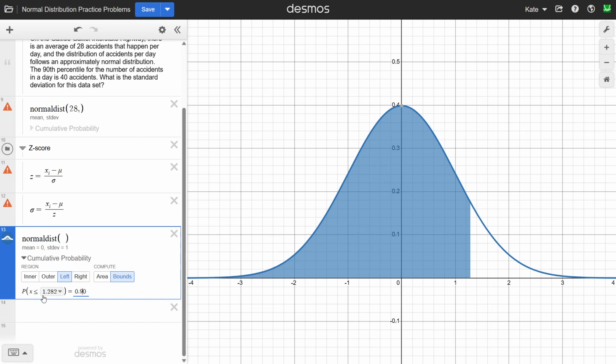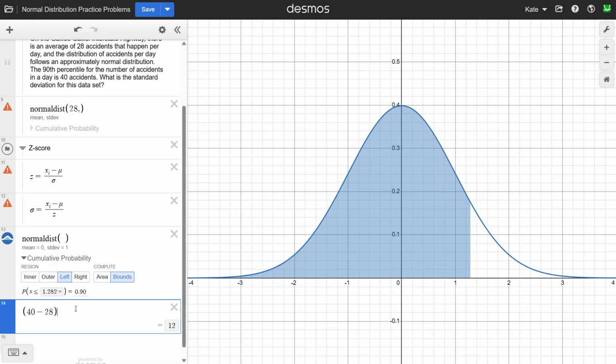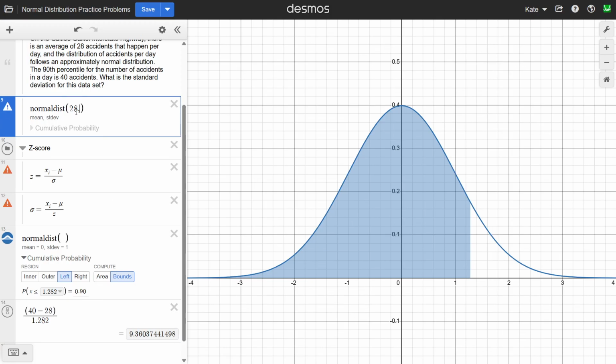We can take this point, 1.282, which is now our z-score, and we can plug this in to this one to solve for our standard deviation. So we can say 40, which is our point, minus 28, our mean, divided by 1.282. This gives us 9.36, which is our standard deviation, which you would put in right here if you were actually showing what the normal distribution was. So anyway, you can say that our sigma, standard deviation, is 9.36.